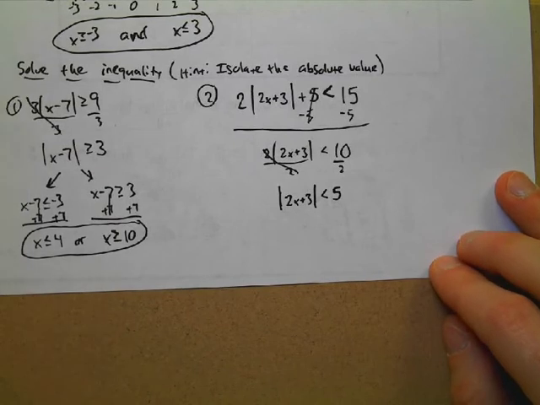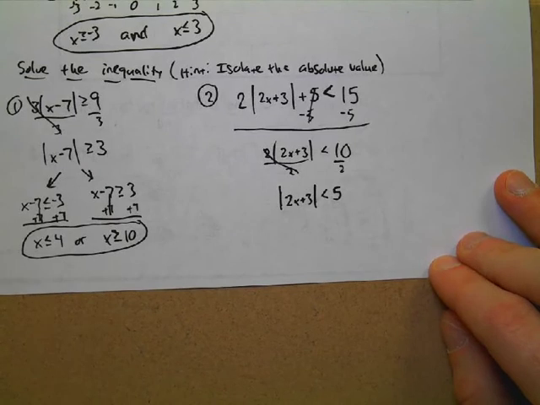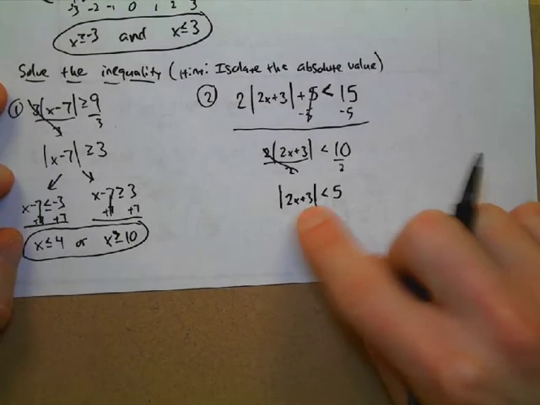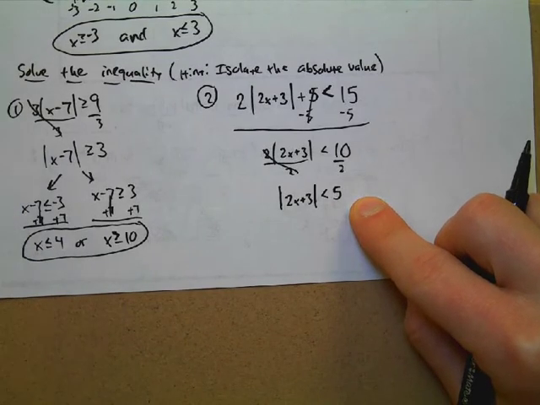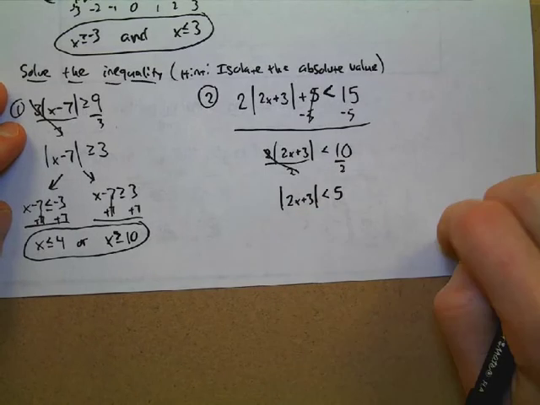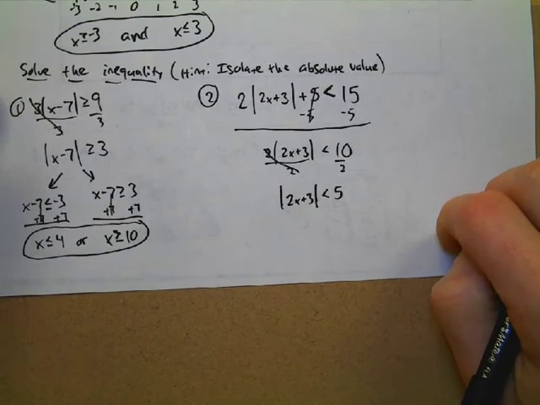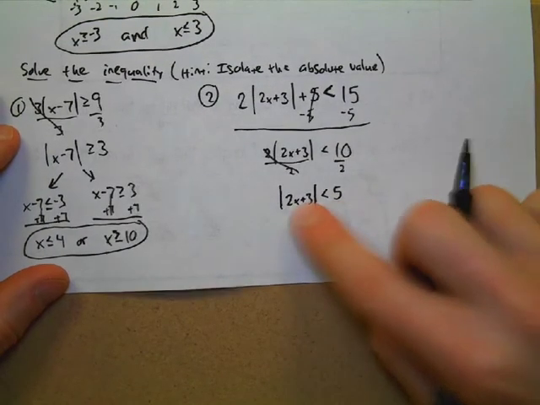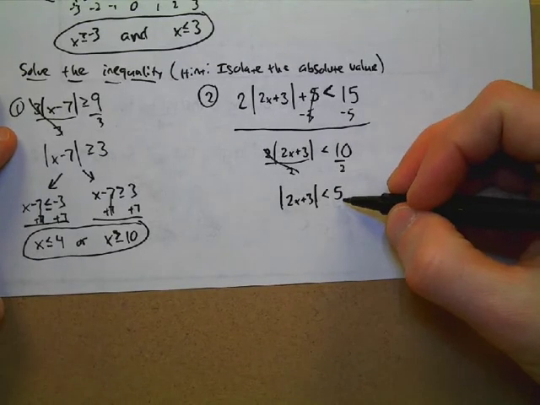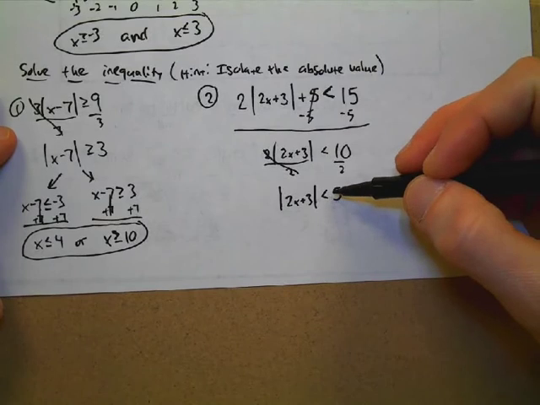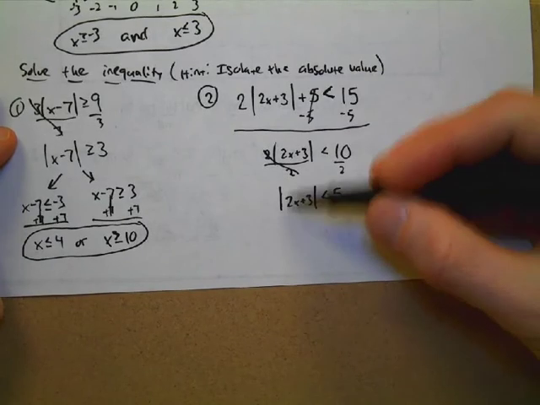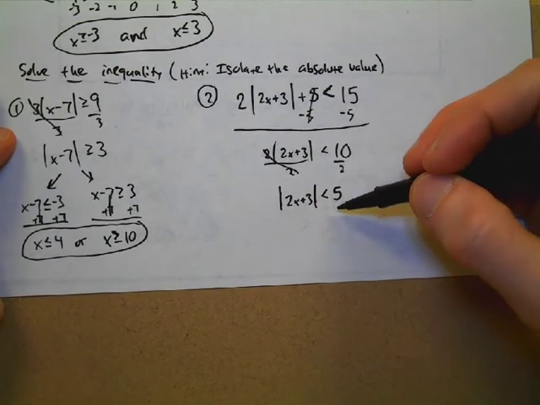Now, at this point, we want to check our inequality. Does this inequality make sense? Is it possible to take the absolute value of something and have it be less than 5? Lindsay, what do you think? Is this inequality possible here? Yeah, it's possible. So we're going to proceed. Something that would be impossible, for example, if this were a negative 5: is it possible for the absolute value of something to be less than a negative 5? No. You can't have absolute value be less than a negative.